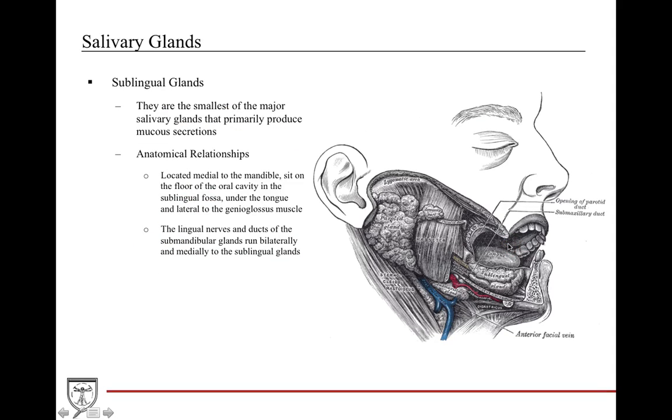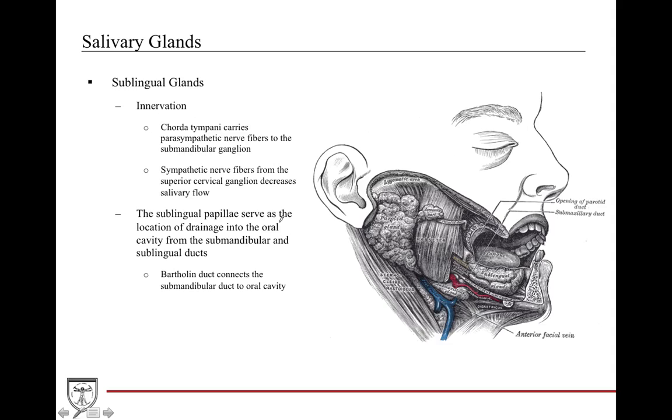So next we'll talk about the sublingual glands. These are the smallest of the major salivary glands. They primarily produce mucus secretions. It's located medial to the mandible. It sits on the floor of the oral cavity, in the sublingual fossa, under the tongue, and lateral to the genioglossus muscle. The lingual nerve and ducts of the submandibular glands run bilaterally and medially to the sublingual glands.